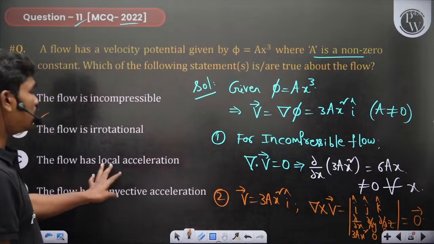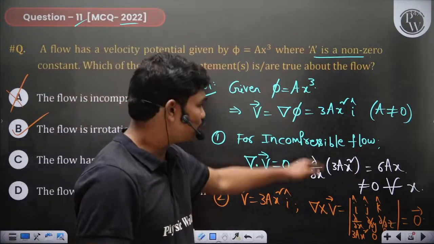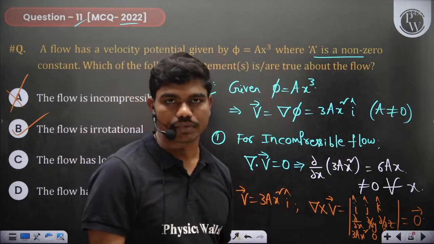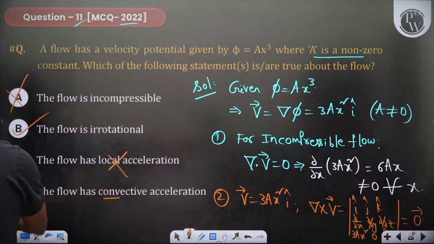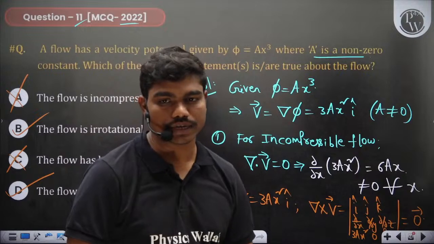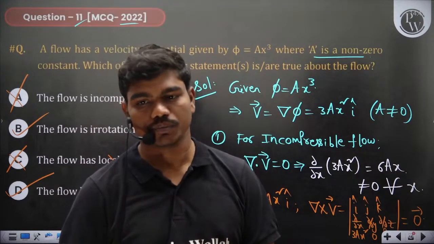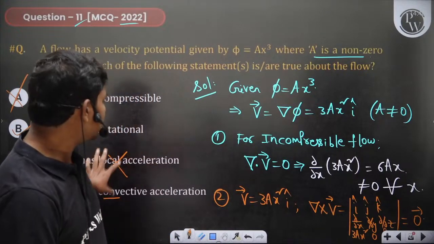The flow has local acceleration. So what is local acceleration? The dou u by dou t term. But there is no involvement of t here, because it's a steady flow, so no temporal accelerations. So this is wrong. It has convective acceleration, pretty much correct, because if you do u into dou u by dou x, that's non-zero. 3ax square into 6ax, you will get 18a square x cube, which is non-zero at all the points. Clear? So that's why B and D should be the correct answers.